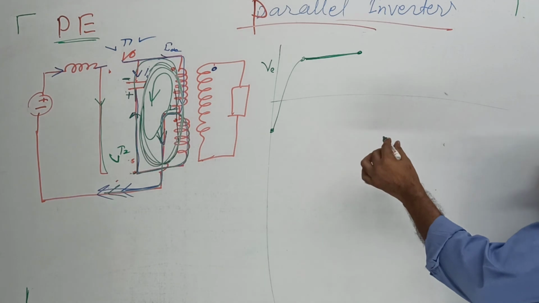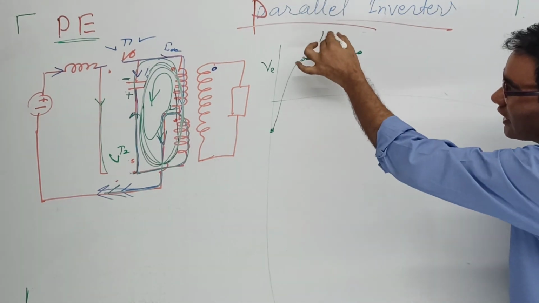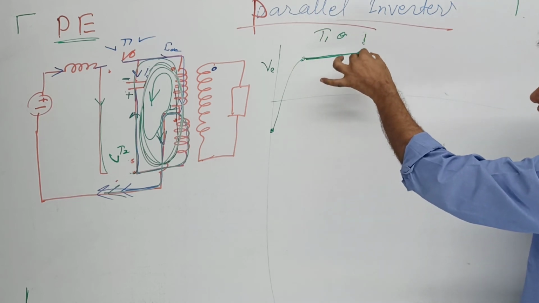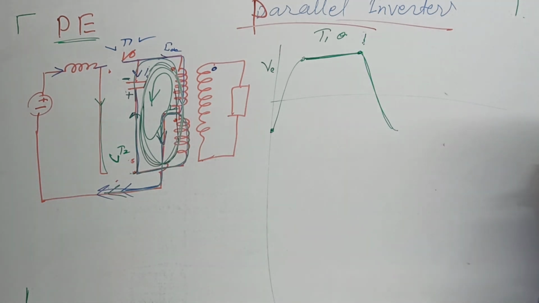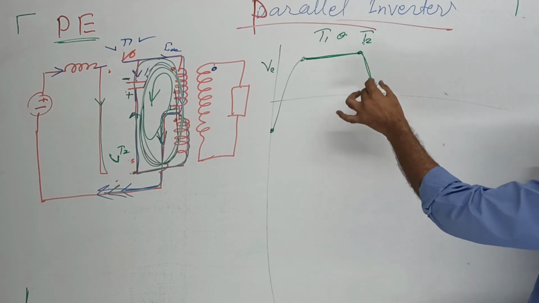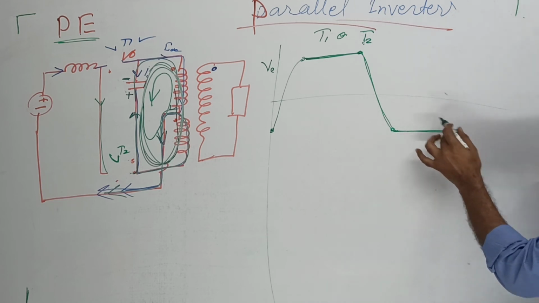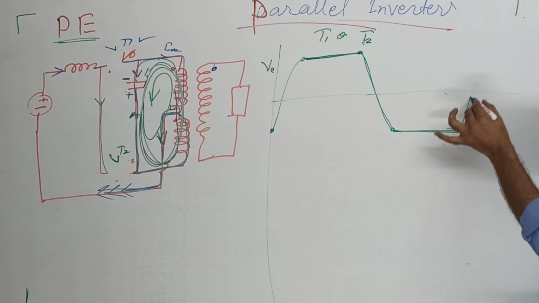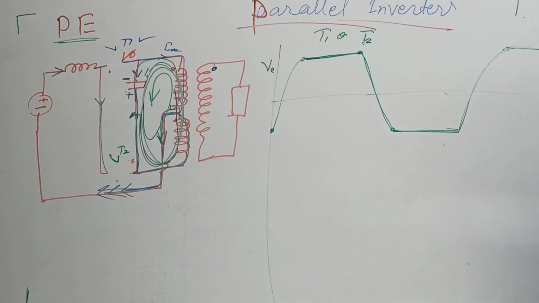When thyristor T1 is off, the capacitor changes the voltage. When T2 is on, it changes the voltage and then remains at this voltage, and then with T1 it changes the voltage again. So this is the capacitor's voltage.